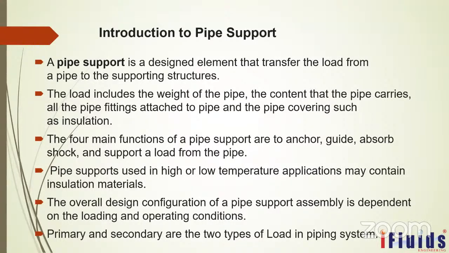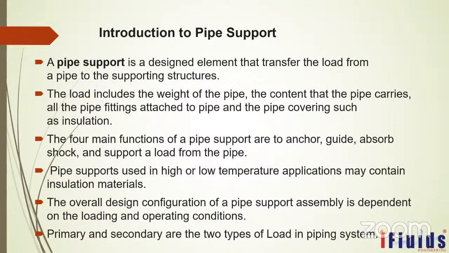What are all the pipe fittings we have seen already? It may be an elbow, equal or unequal tees, reducers, and even valves; those are all considered as the load of the pipe. And the pipe covering, such as insulation. Insulation also is a main load of the pipe, because if it is 1 or 2 meters, it is not an issue. If it is kilometer-wise, and we are insulating the pipe, it is also considerably a bigger load on the pipe.